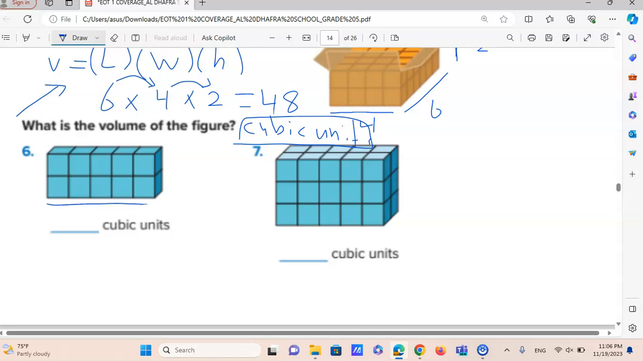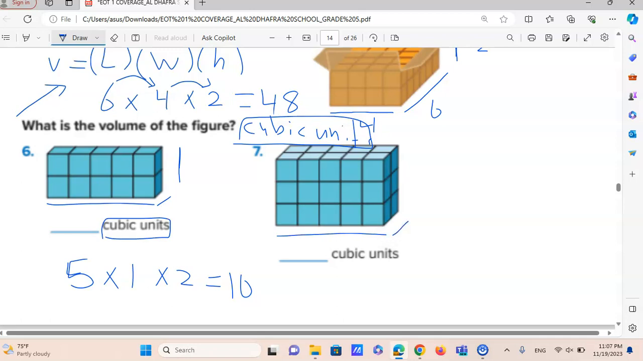So what is the length? Is 4. Sorry, 5. Times what is the width? Only 1. What is the height? 2. So after multiplying 3 factors, you will get 10. 10 cubic units.